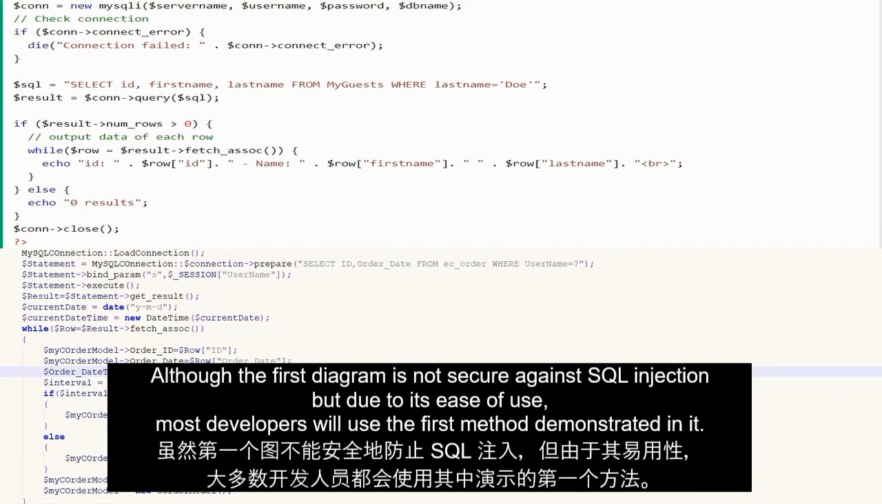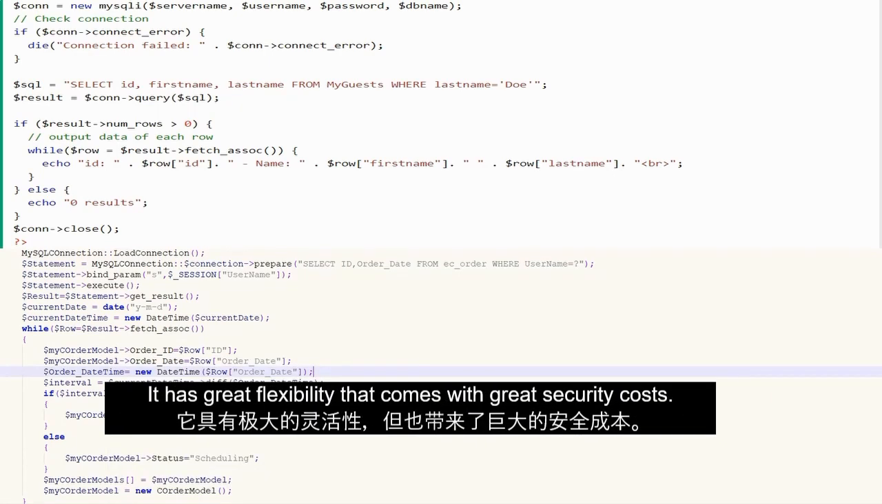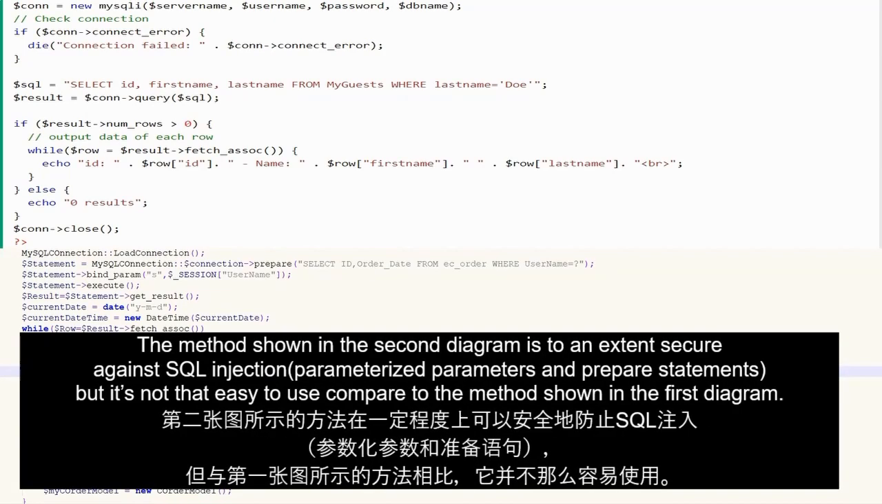Although the first diagram is not secure against SQL injection, due to its ease of use, most developers will use the first method demonstrated in it. It has great flexibility that comes with great security costs. The method shown in the second diagram is to an extent secure against SQL injection. Parameterized parameters and prepared statements, but it is not that easy to use compared to the method shown in the first diagram.